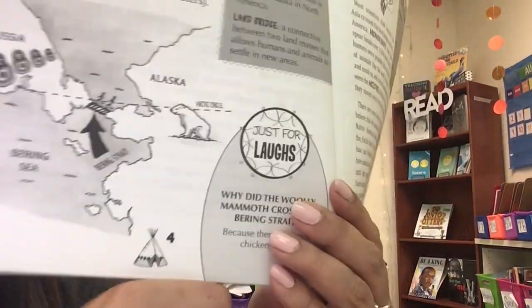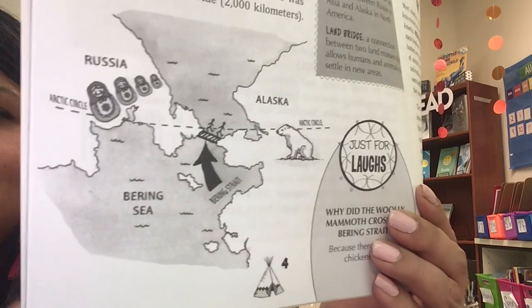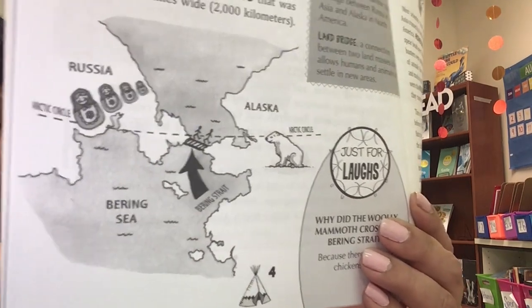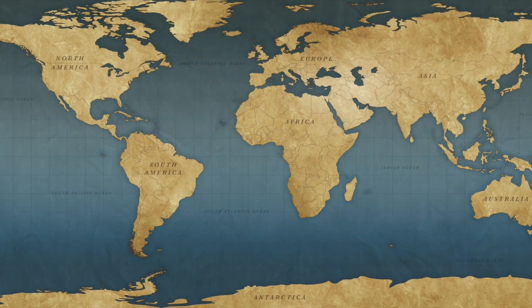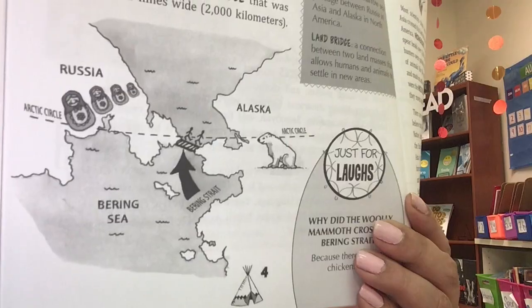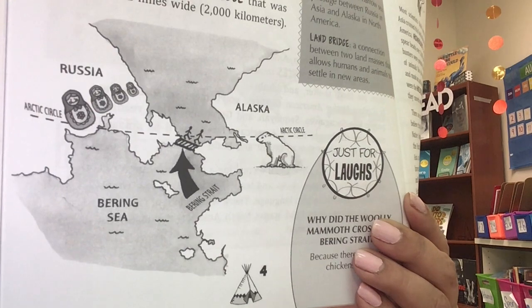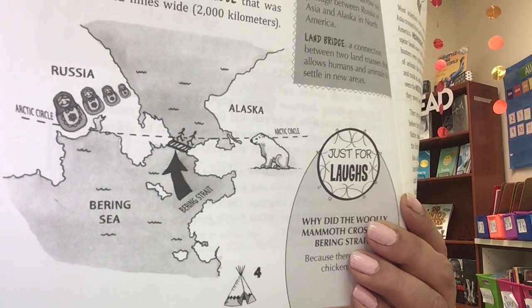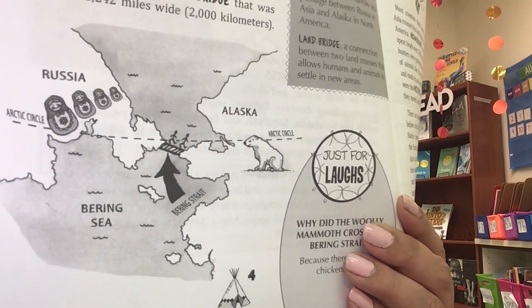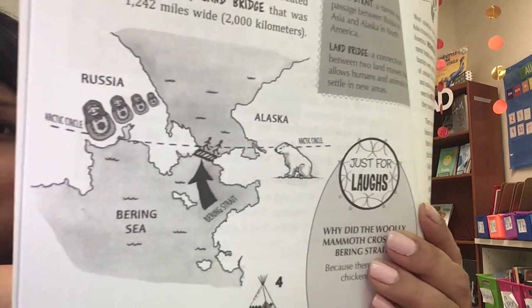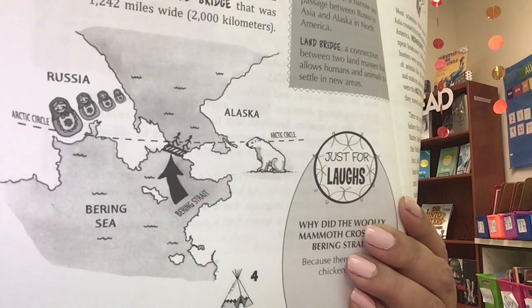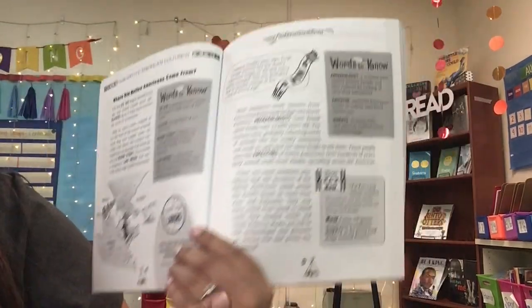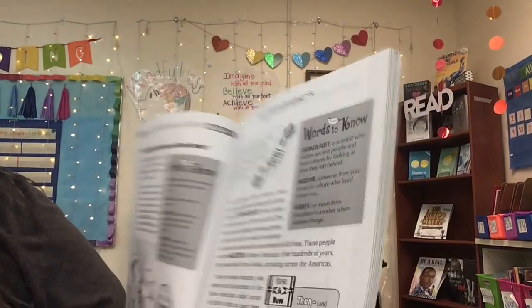So I'm going to zoom in on this map right here. Can you guys see where the Bering Strait is? You see that black arrow? And so that caused a pathway. So now look at the surrounding areas of the map. You have Russia, Alaska, the Bering Sea, and now animals and humans are able to walk and use that passage to be able to go from one side to the other. It's very, very cool. And all right, so let's keep reading.